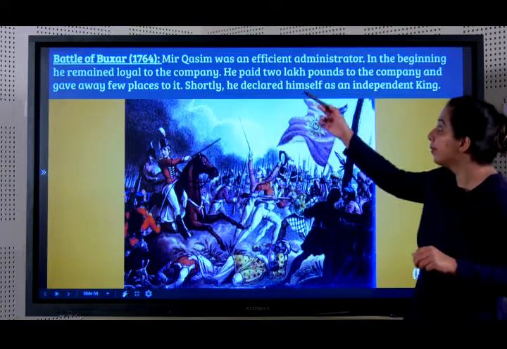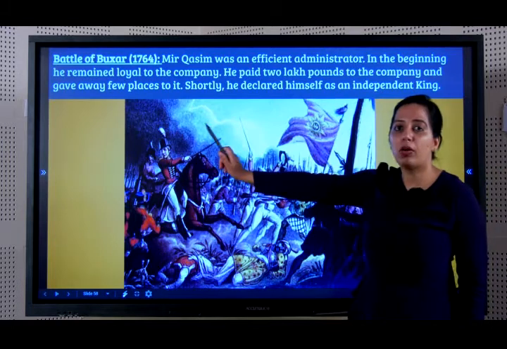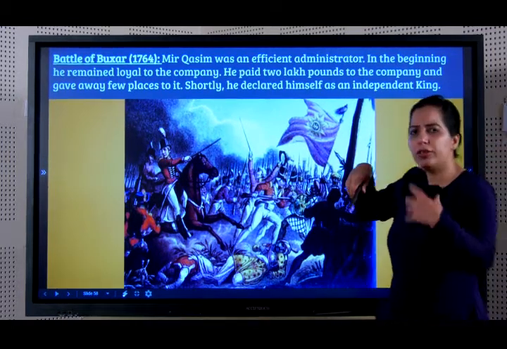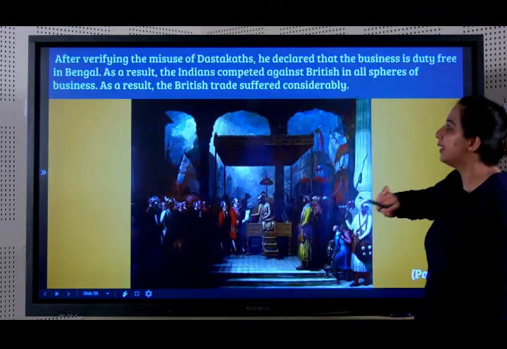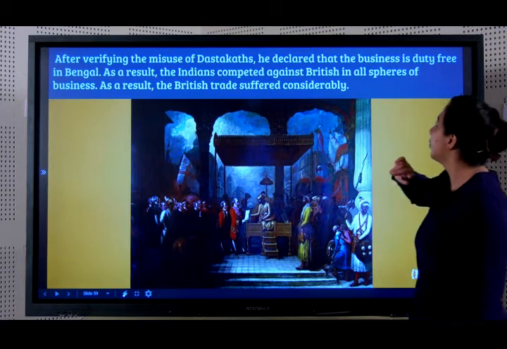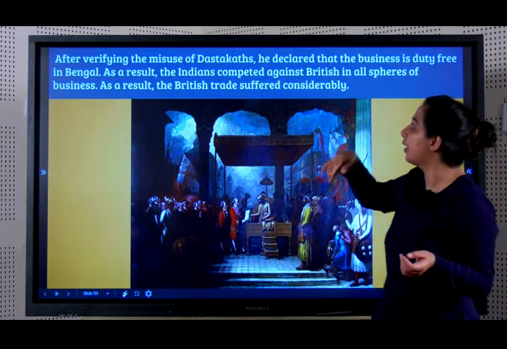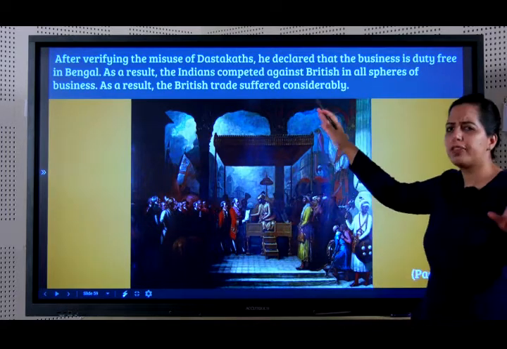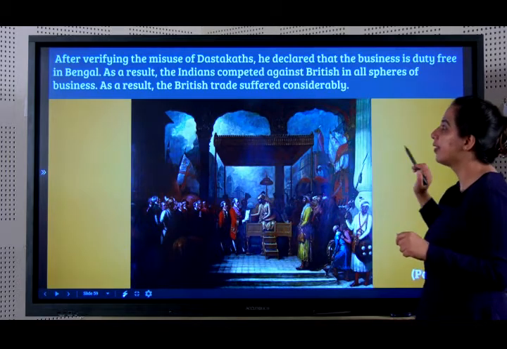A quick review. Mir Qasim was an efficient administrator. He remained loyal to the company. He paid 2 lakh pounds to the company and he also gave few places. But then he declared himself independent. He saw that the Dastaks were being misused. So he declared the entire business in Bengal duty free. So the Indians now competed against the British in all spheres of business. So who suffered? British trade suffered.